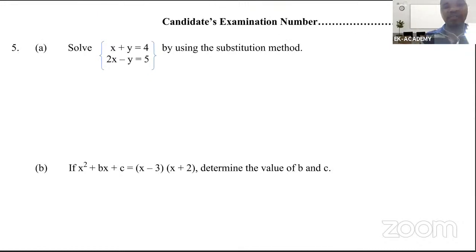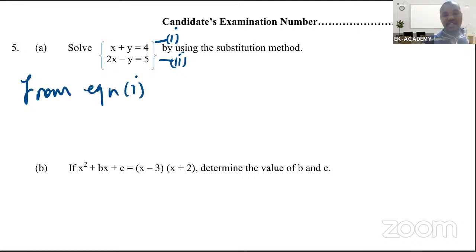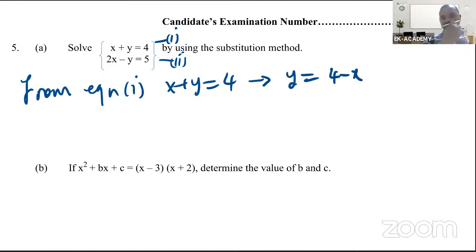Question number 5, solve by using substitution method. So we were given a pair of simultaneous equations and we were supposed to solve by the substitution method. So from equation number 1, this is equation 1, this is equation 2. So from equation number 1, x plus y equals 4, we can say that y is 4 minus x. Now you're going to substitute equation 3 into equation 2.